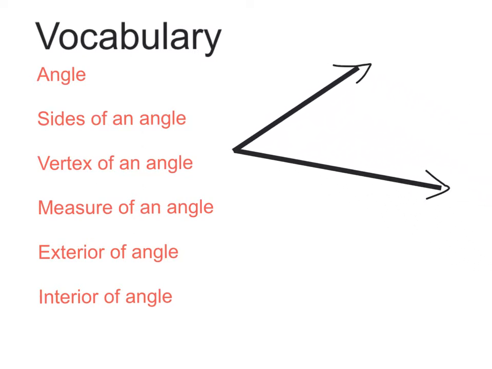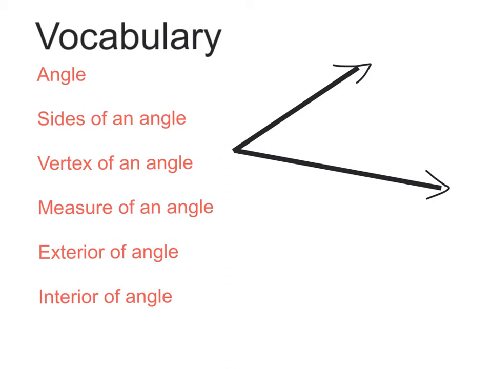So what I've got here is an angle. An angle is simply a figure formed by two rays that have the same endpoint. So here's one ray, two rays. The sides of the angle are the rays that make up the angle, and the vertex is the point where they intersect.